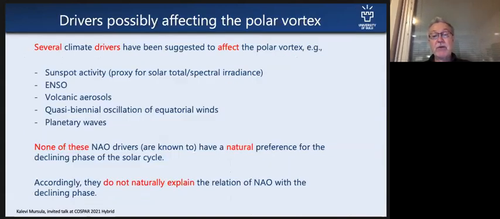Several climate drivers have been suggested to affect the polar vortex, for example, sunspot activity, which is a proxy for solar total and spectral irradiance, the ENSO, volcanic aerosols, the quasi-biennial oscillation or equatorial winds, so-called QBO, and planetary waves, etc. However, these drivers do not have, or at least are not known to have, a natural preference for the declining phase of the solar cycle. Therefore, they do not naturally explain the relation of NAO with the declining phase.